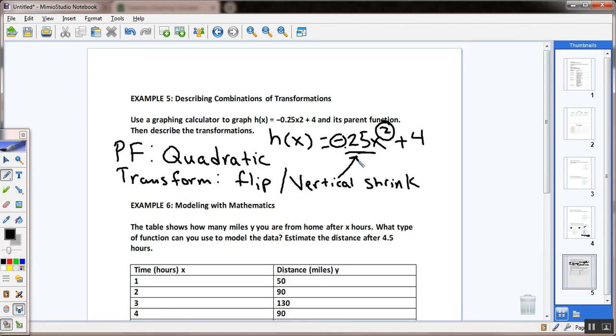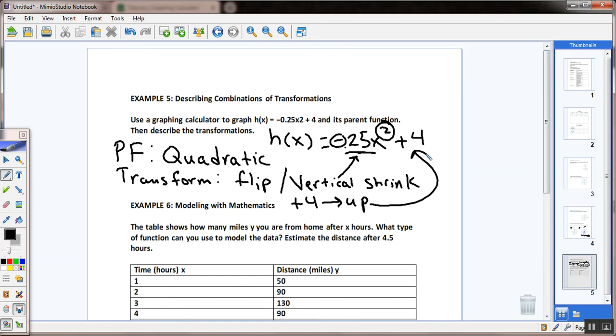Up. It would move horizontally if there were what, kiddo? Parentheses. Very good, Rhett. Okay. Yeah, this +4 is going to move this up 4 units. I want to show you. I want you to see this transform real quickly, okay, kids?